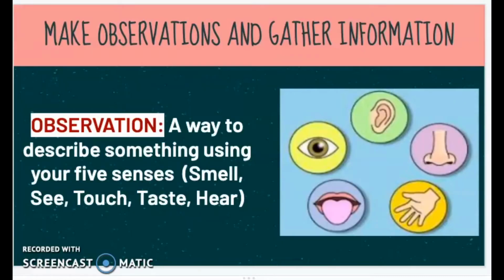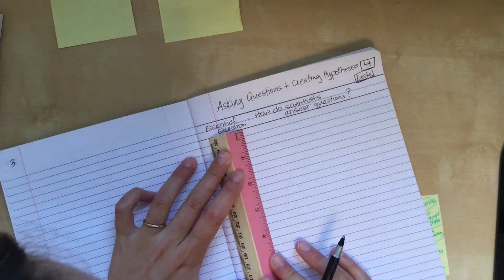Here you need to write down what an observation means. So observation is your first vocabulary word. It is a way to describe something using your 5 senses. So smell, see, touch, taste, and hear. Feel free to pause this video if you need to.